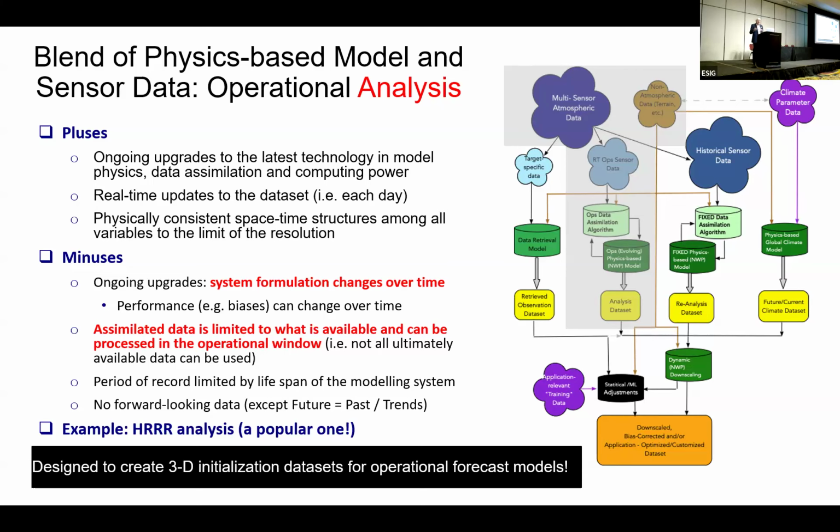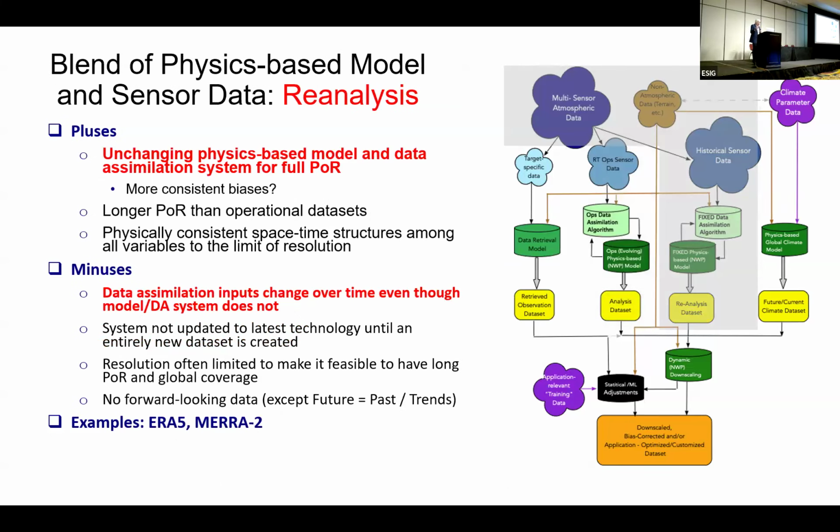So there's a lot of data that doesn't get into the analysis process here. So you have a more limited data set. So the two things here are a changing model data assimilation system, and a limited data set because of operational constraints. In order to get around those two issues, reanalysis data sets have been constructed. And here we have an unchanging physics-based model of data assimilation system for the full period of record, right?